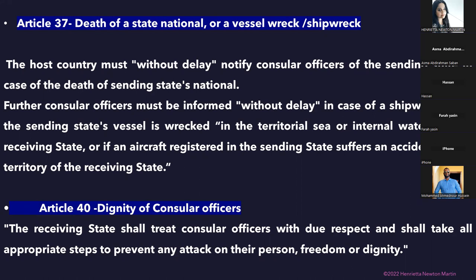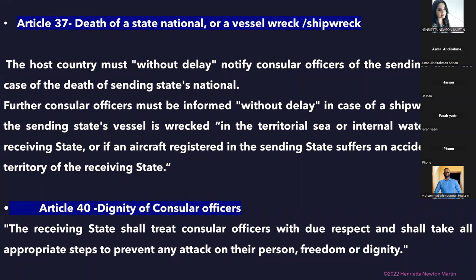The consular officers must also be informed without delay in case of a shipwreck, or even if the sending state's vessel is wrecked in the territorial sea or international or internal waters of the receiving state, or if an aircraft that is registered in the sending state suffers an accident on the territory of the receiving state. In case an aircraft has crashed within the territory of the hosting state, then it has to immediately intimate the sending state that there has been an accident within our territory.